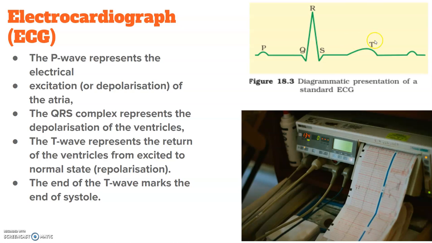The T wave represents the return of the ventricles from the excited to the normal state, which is called repolarization, and the end of the T wave marks the end of the systole. By counting the number of QRS complexes that occur in a given time period, one can determine the heartbeat rate of an individual.